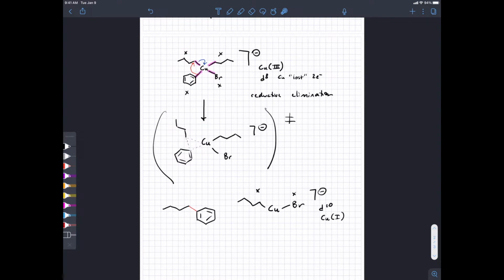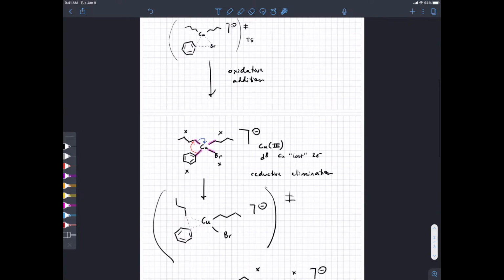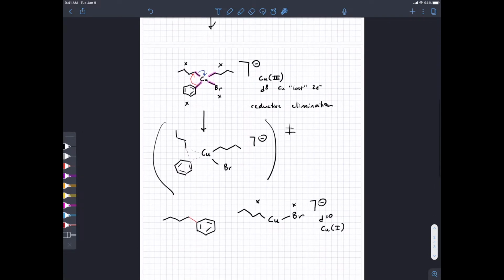Why those two specific ligands instead of the two carbons? I don't know. Presumably, these steps are reversible, right? That's a great question, and I don't have a good answer to it. Yeah, sorry. It's a good question. What else?